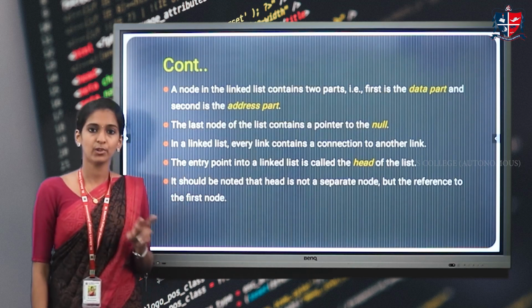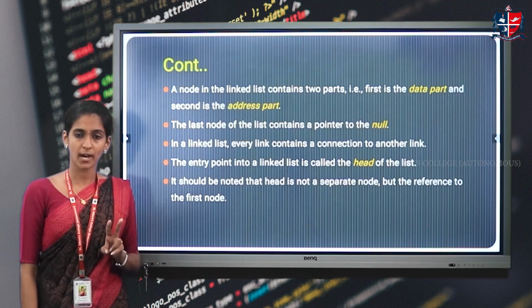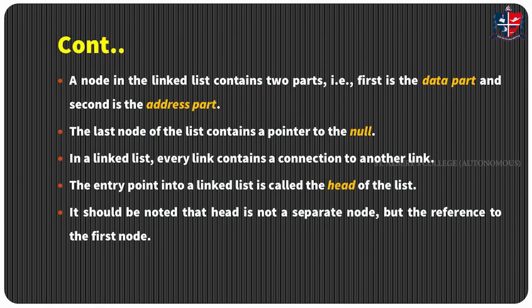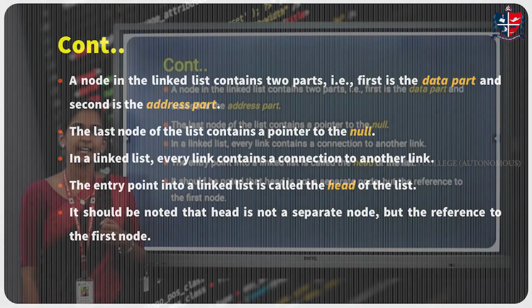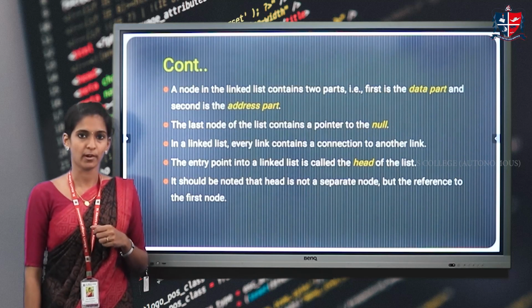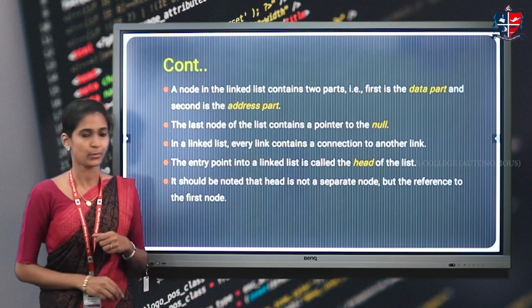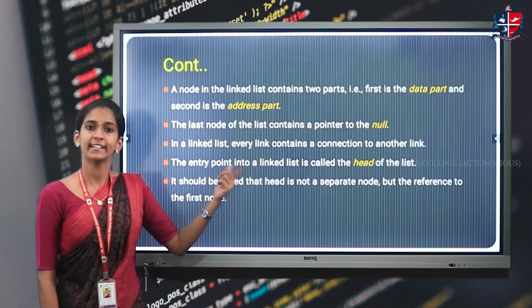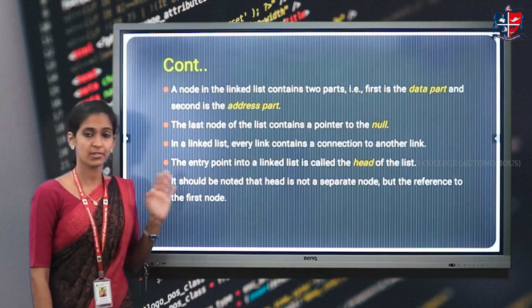So each node contains two values, that is the address and the data. And in the case of a linked list, there will be a head pointer which will be pointing to the first node, and the last node which will be pointing to the null value. So these are the main features of the linked list.